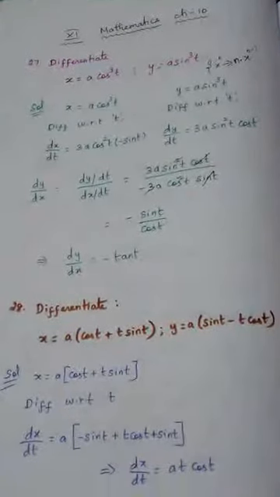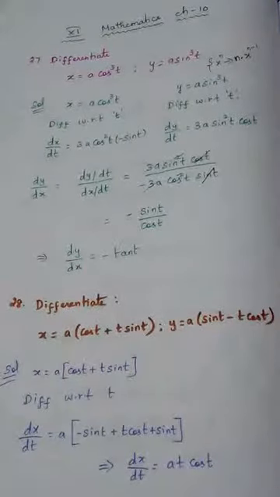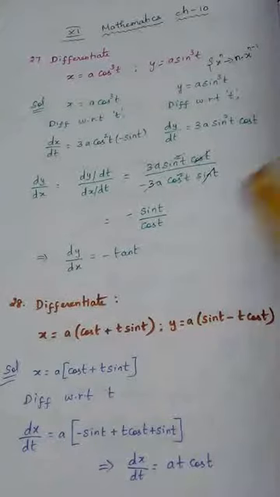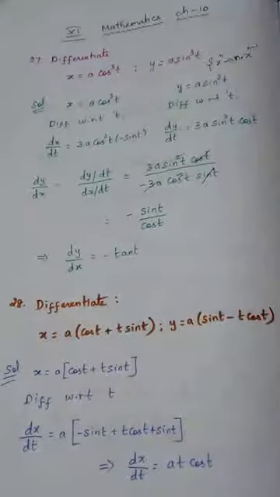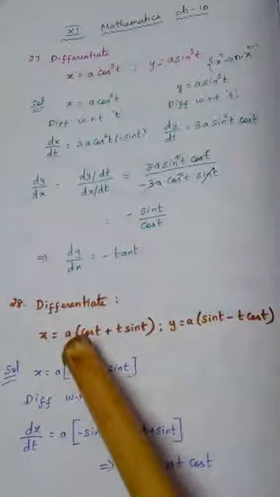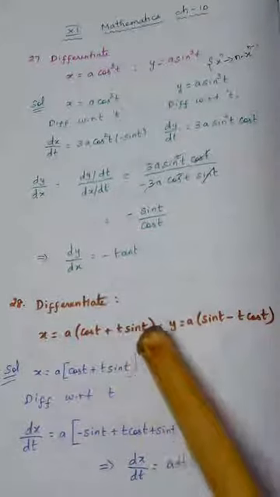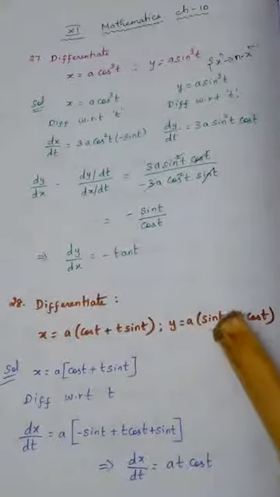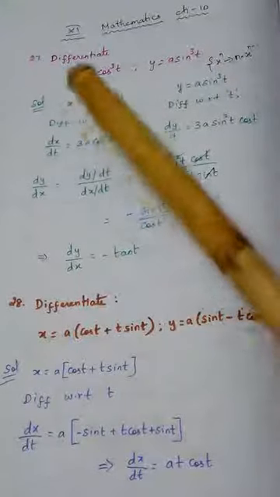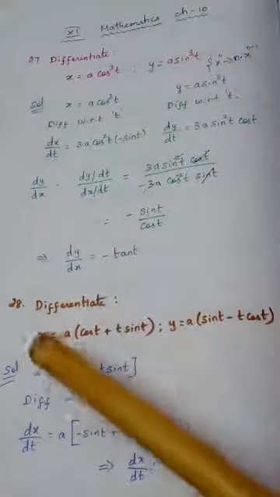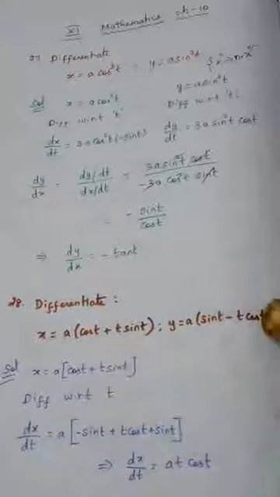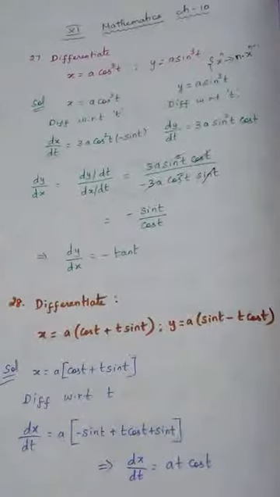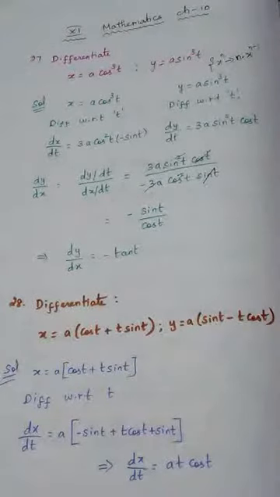Now we will see one more sum of a similar kind. Problem number 28. Differentiate x is equal to a into cos t plus t sin t, and y is equal to a into sin t minus t cos t. Like the previous sum, x and y both are functions of another variable t.